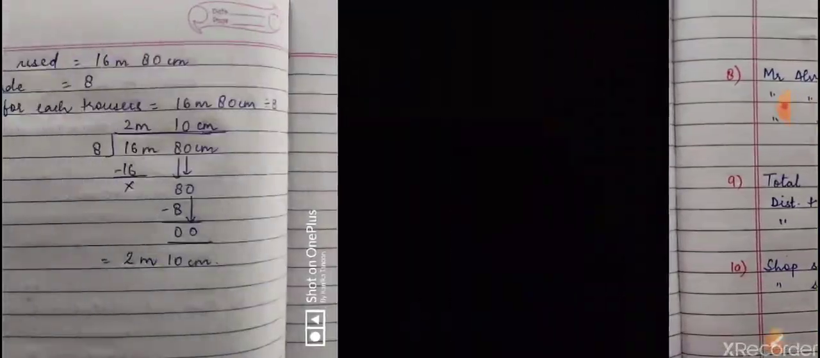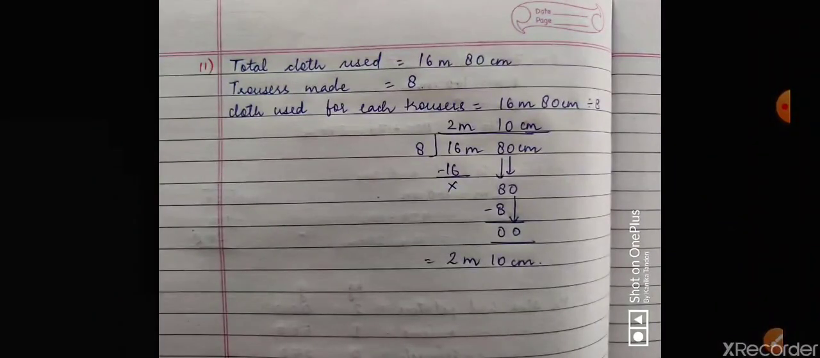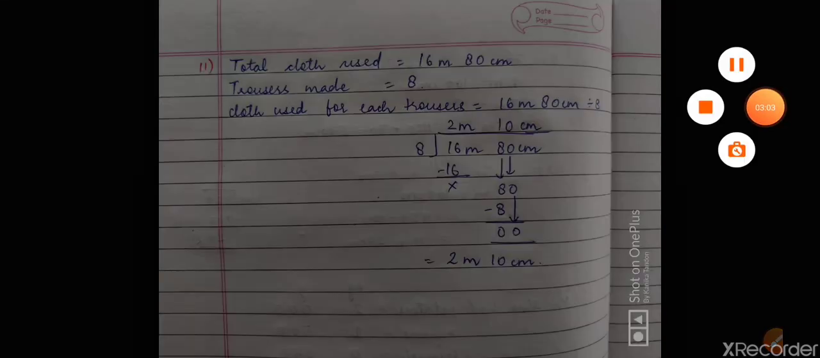So coming on to the solution of this question. Total cloth used was 16 meter and 80 centimeter. Trousers made were 8. So cloth used for each trousers is 16 meter 80 centimeter divided by 8. So 8 twos are 16, that is 2 meter, and 8 tens are 80, that is 10 centimeter. So 2 meter and 10 centimeter will be the cloth that was used in making one trousers.